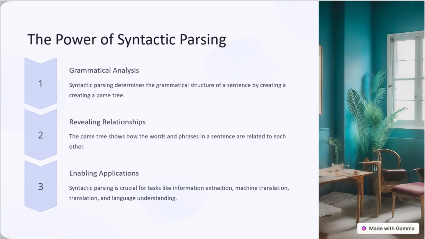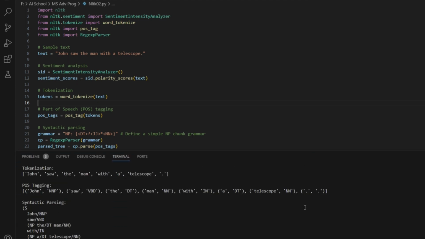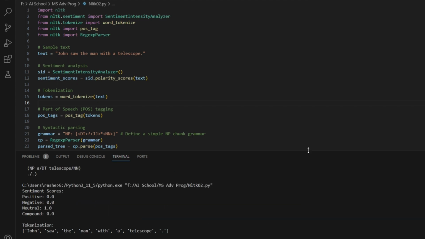So in summary, these 4 techniques are fundamental in natural language processing and are used in various applications to understand and analyze text data. So let's take a look at our code. At the beginning, we have a sample text, "John saw the man with a telescope," and we're going to break this down. First we'll look at our sentiment analysis, then tokenization, where we tokenize the sentence, the part of speech tagging, and the syntactic parsing. And what the code will do is display the results for each category.